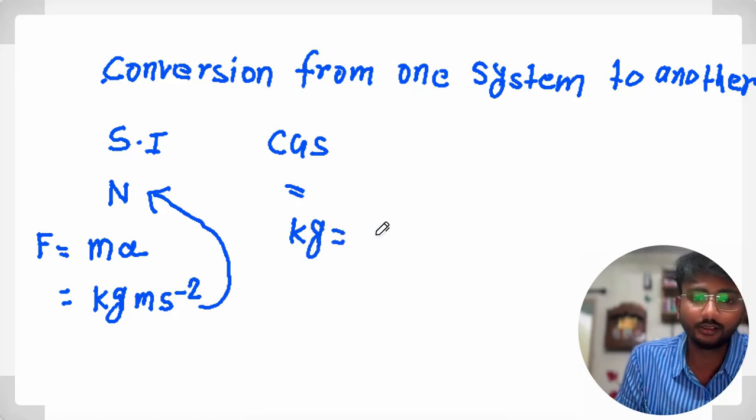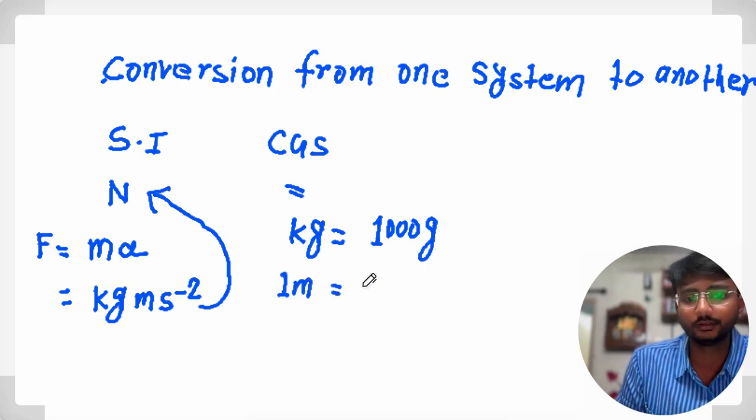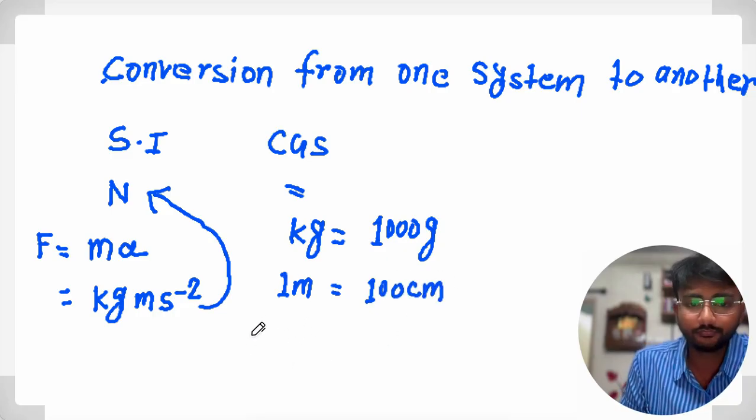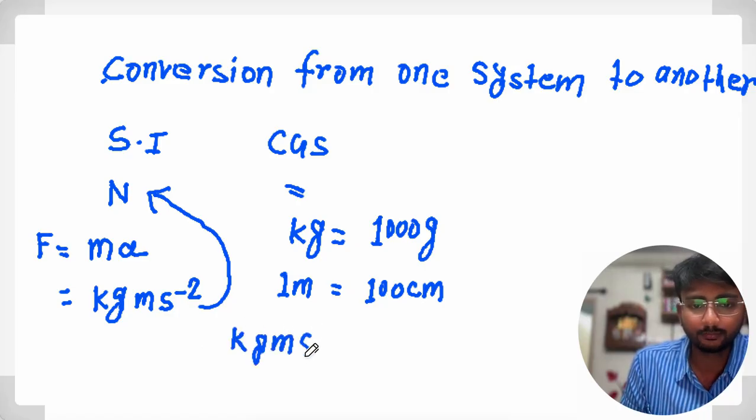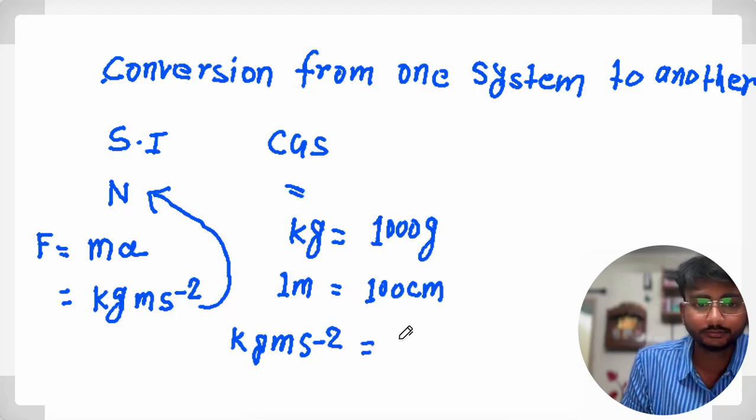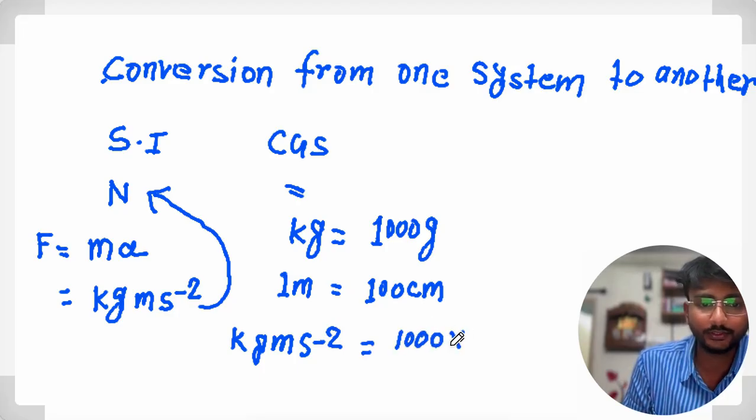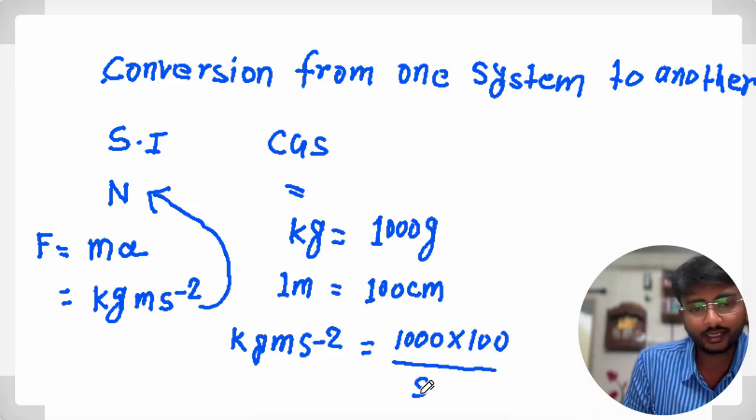See, 1 kg equals 1000 gram, right? And 1 meter equals how much? 100 centimeter. So from here we can write kg meter per second square equals 1000 into 100 by second square. That will be the same, right? This will be gram and this will be centimeter.